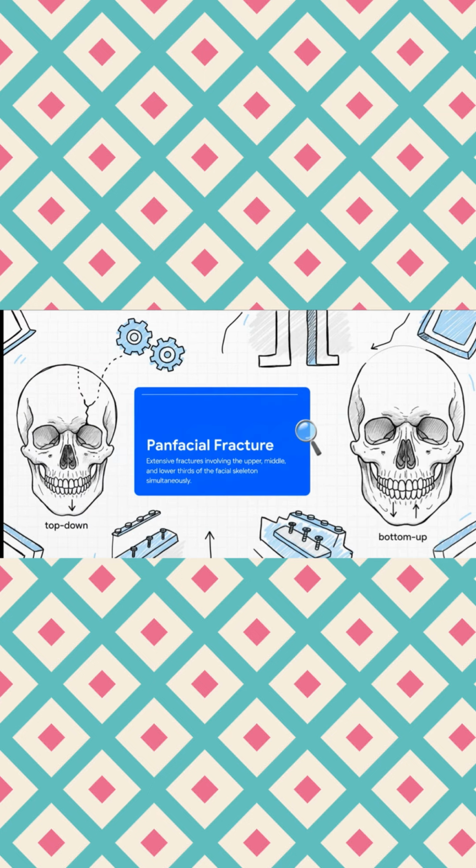So, the clinical term for this is a pan-facial fracture. And let's be clear, this isn't just a broken nose or a cracked jaw. We are talking about everything: the upper, middle, and lower parts of the face, all fractured at the same time. The entire structural framework is gone.